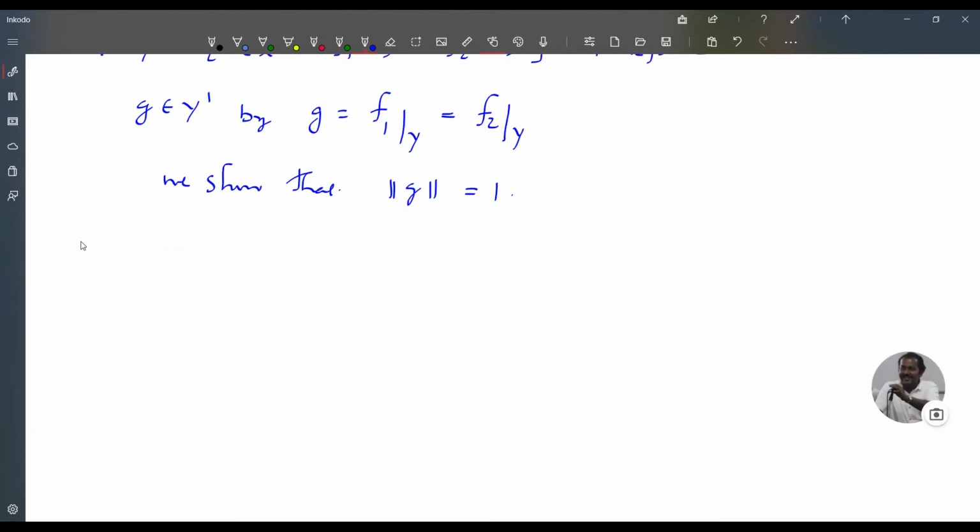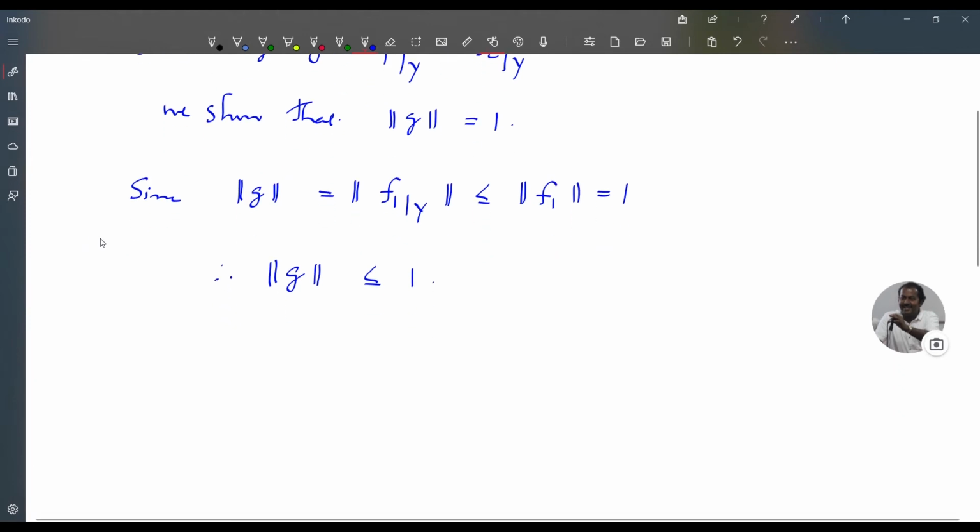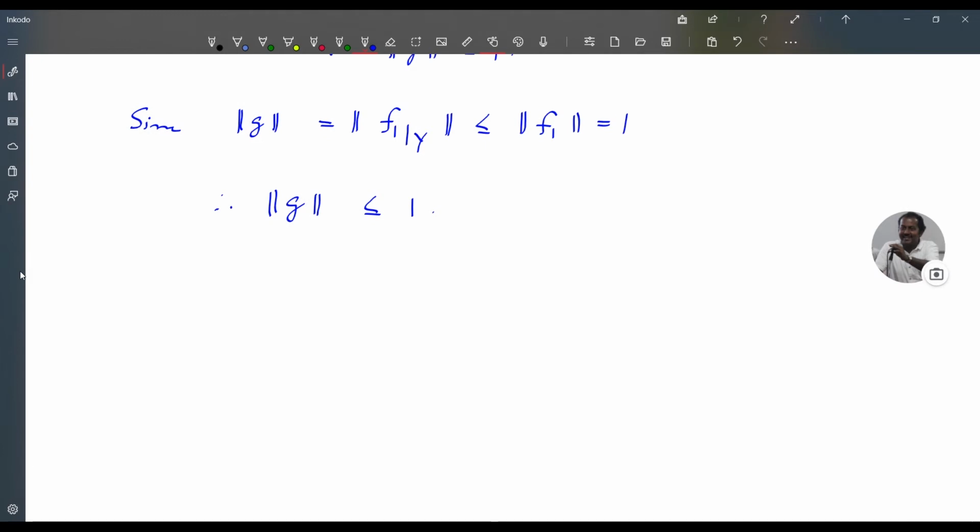Now since norm g is norm of f1 restricted to Y, and this is less than or equal to norm f1, and that is equal to 1. Therefore, norm g is less than or equal to 1. Now we prove the other inequality. Consider a in X such that f1 of a not equal to f2 of a.